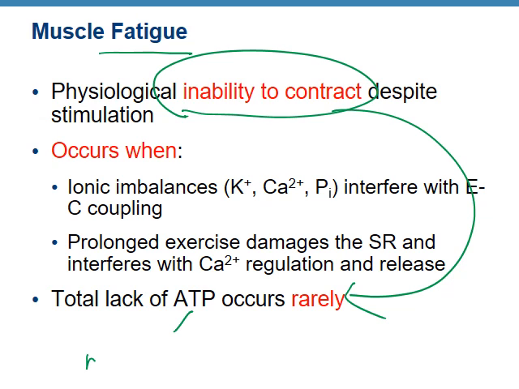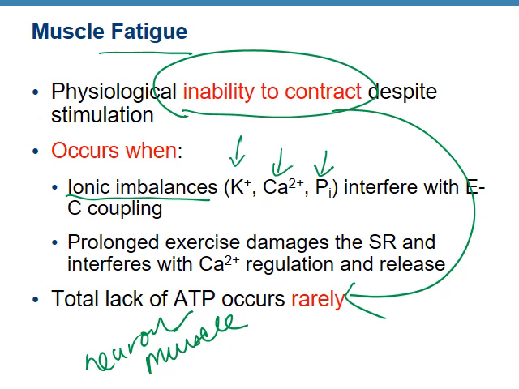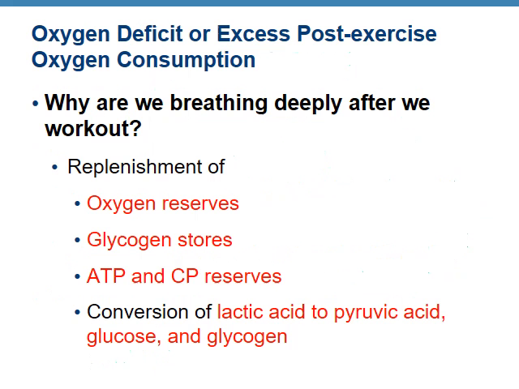Muscle fatigue is the inability to contract, and you can see here that a total lack of ATP rarely occurs. Remember, ATP is necessary for neuron transmission as well as muscle, and so it would be bad if we were completely out of ATP. But what usually happens is we have some sort of ionic imbalance. So something happens to your potassium level, your calcium level, your phosphate level, and it interferes with the electrical depolarization and repolarization of your muscle fiber cells.